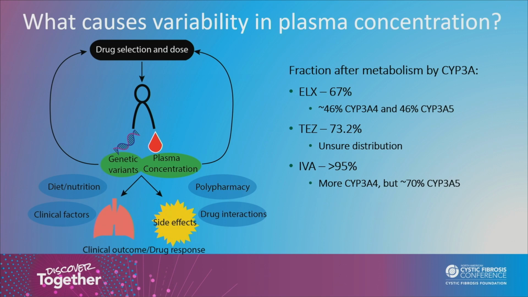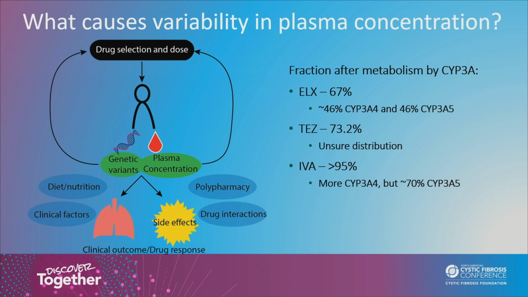Of course, there are lots of other things that are shown here in the slide that influence plasma concentration and clinical outcome, but because genetic variance is something that doesn't change over the lifespan, we can do it once, and it's relatively cheap now.